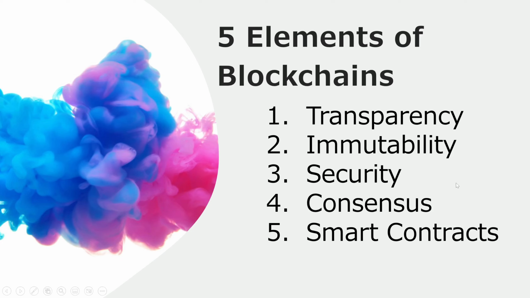Number 4, consensus. Two really great examples of consensus are proof of work and proof of stake. I'll get there in a second. Smart contracts is the final one. A smart contract is essentially a way that you can record data on chain.